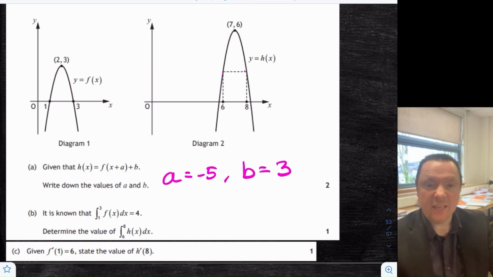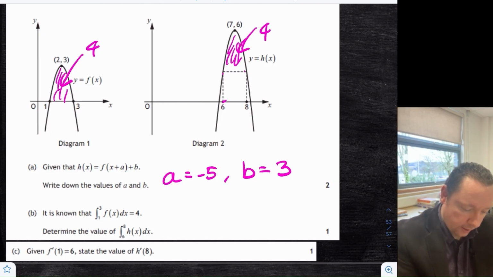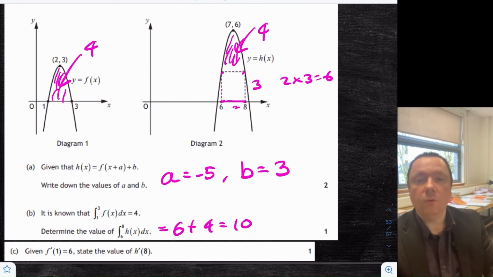Well, an integral means an area. So we know that the area under this bit here is 4. So that means over in this graph, since it's just moved up, this whole area here is also 4. And leaving the extra bit between 6 and 8 is just a rectangle. That is 2 along. And that must be 3 because the graph's moved up by 3. 2 times 3 equals 6, so our integral between 8 and 6 of h of x is just 6 plus 4, which equals 10, and we're done there.